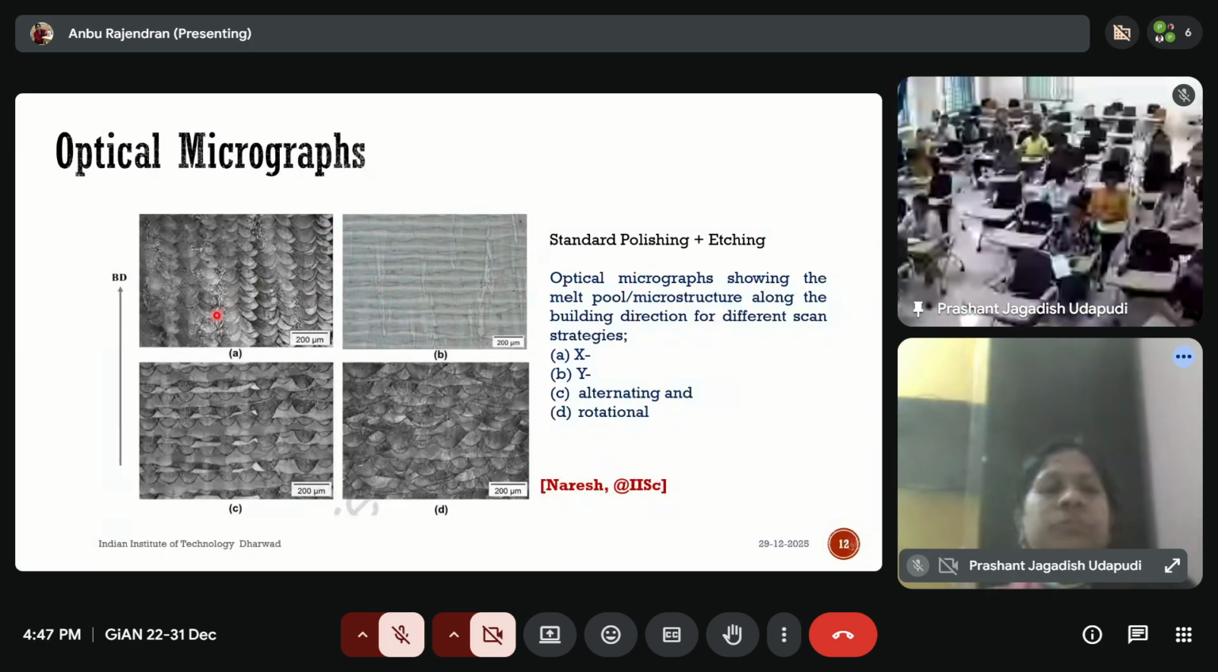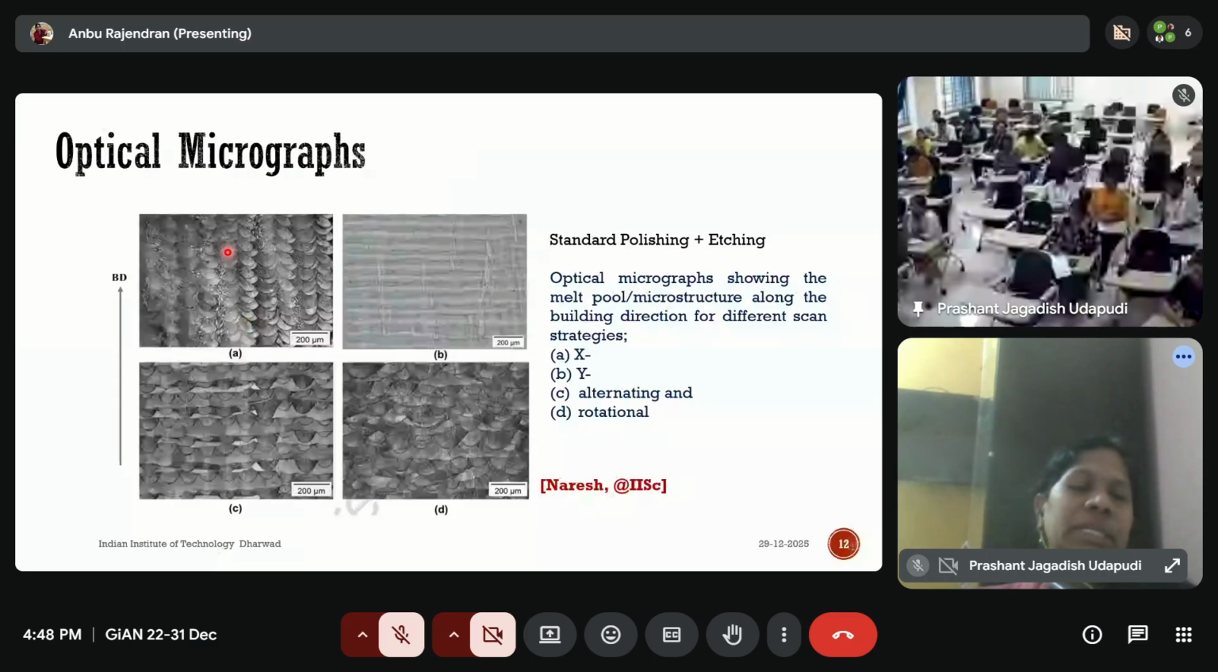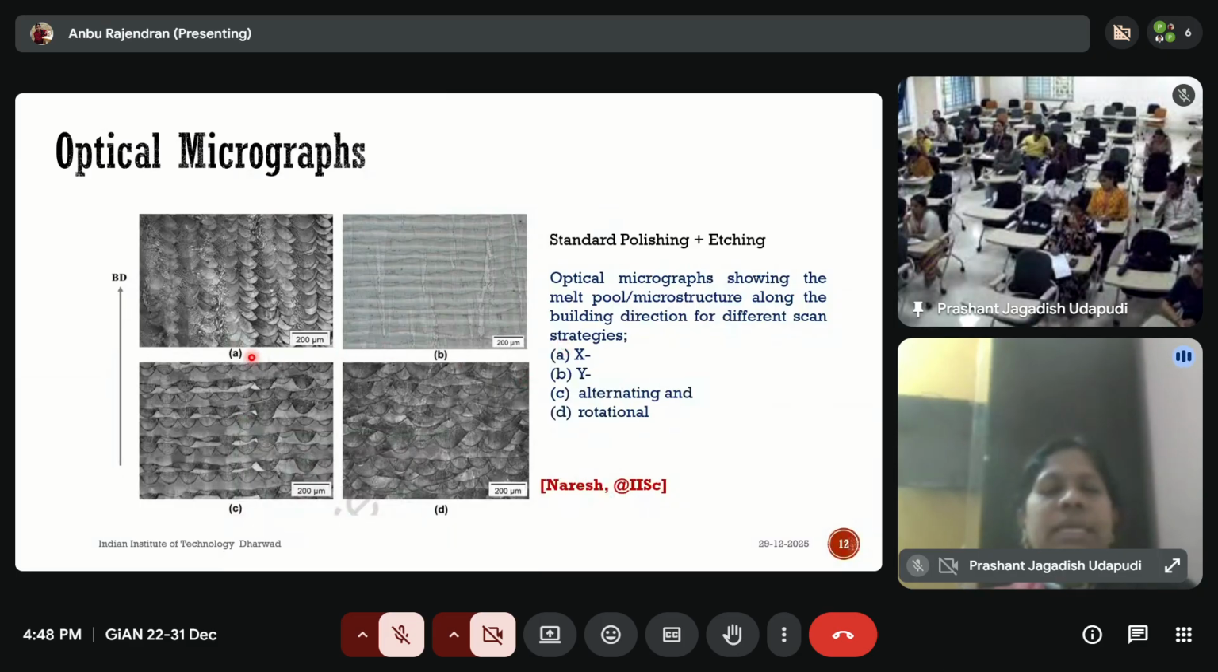This is an optical micrograph of an additive manufactured sample. You can see the individual pools, how they got deposited during the printing process. In one case the printing is along the x direction and y direction, and in another, the printing is done alternating x, y like that, rotating the axis and printing. So how all these actions affect the internal structure of the 3D printed component has been studied using an optical microscope.